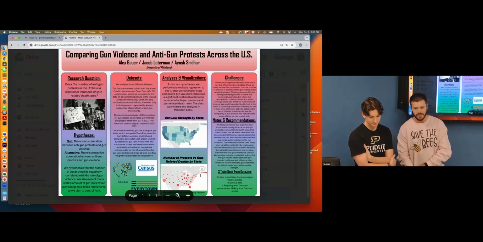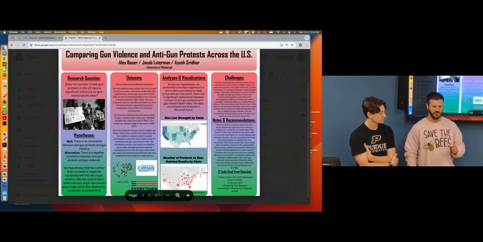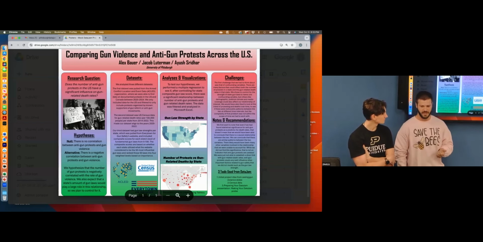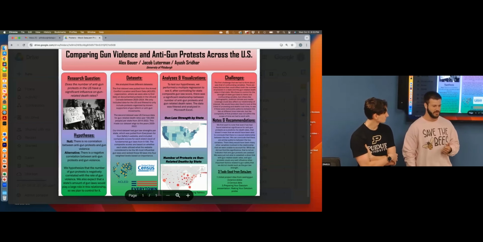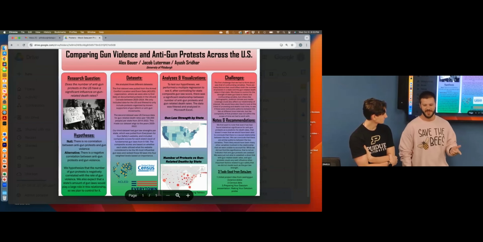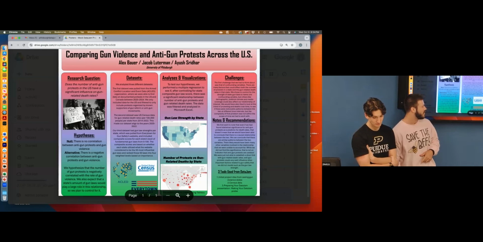We didn't find a... actually, I'll break it down. When we looked at the multiple regression results, we found that gun law strength by state was significant as a predictor, so it was definitely good that we included it in the model. But after the inclusion of gun law strength, the number of protests ended up not being significant in predicting death rates by state, with or without it.